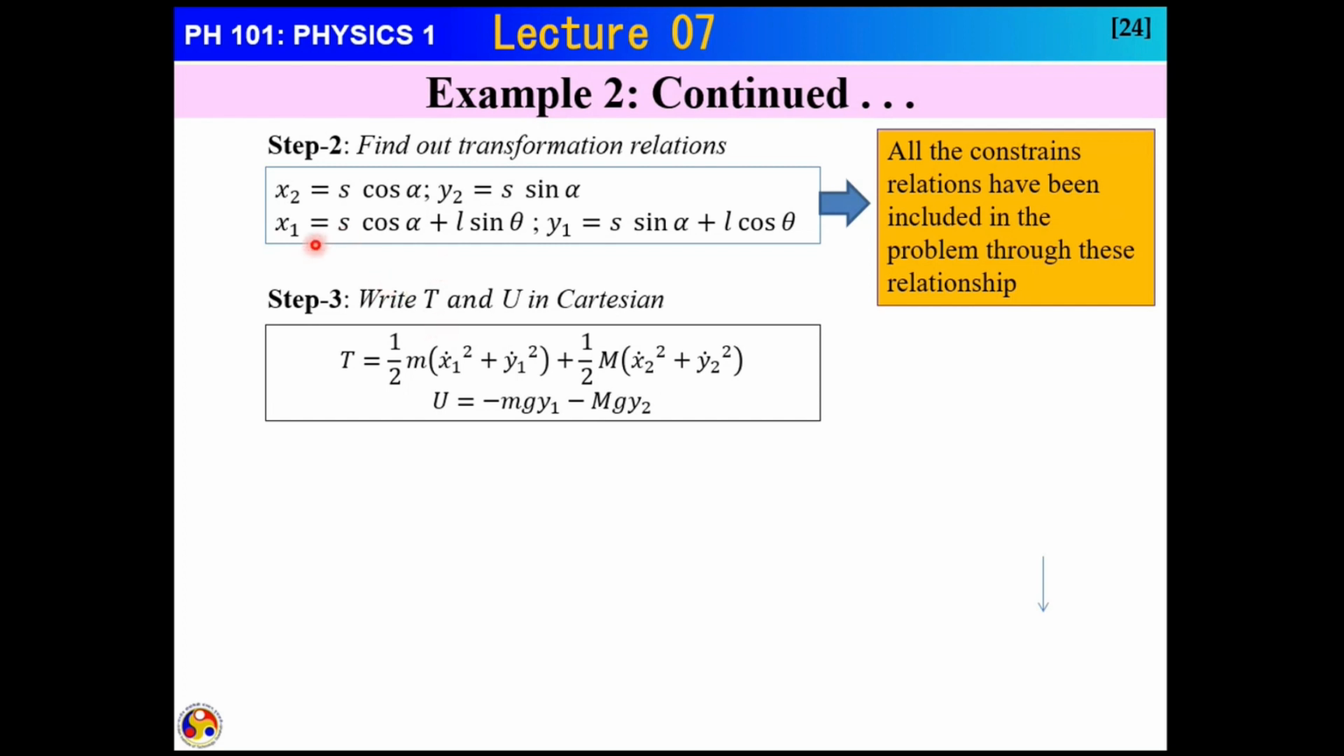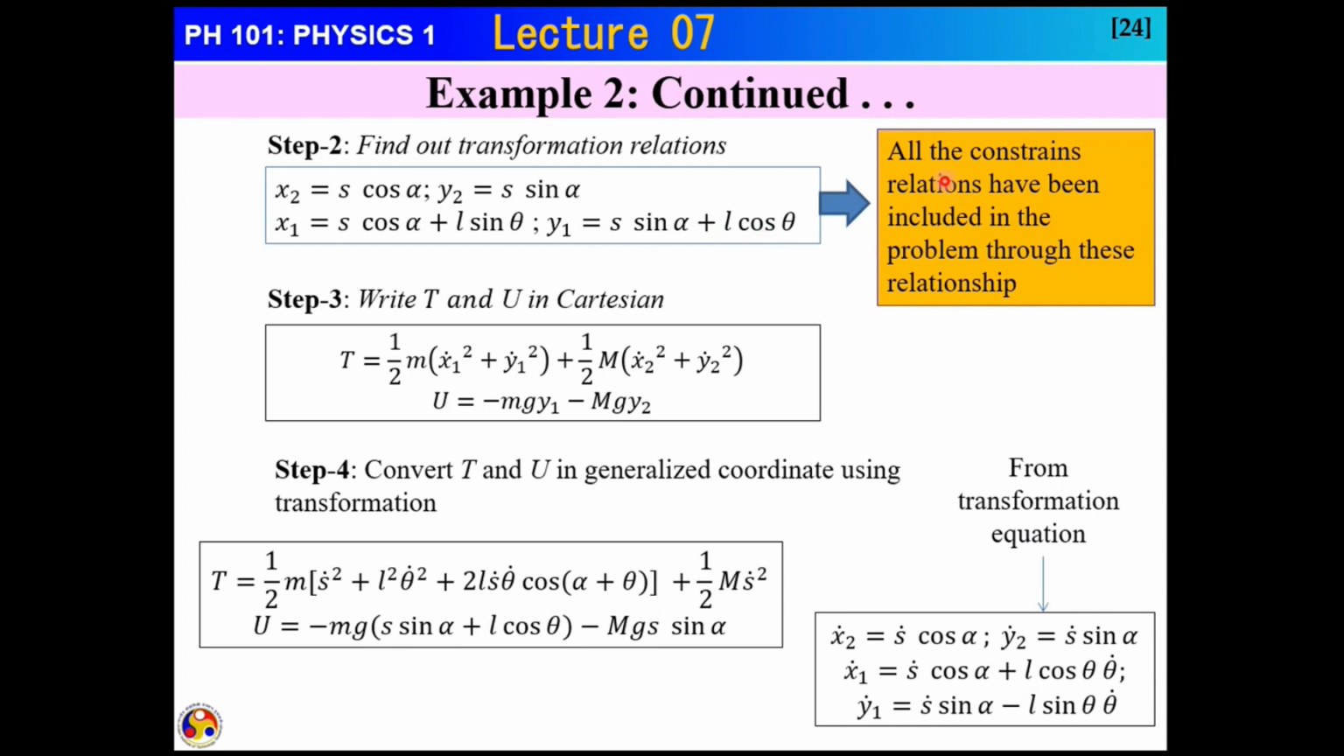Here x1 dot is equal to s dot cos alpha plus L cos theta theta dot. Y1 dot is equal to s dot sin alpha minus L sin theta theta dot. This is what we have done here, and then we have to basically find the kinetic energy by summing all these. We have to do the kinetic and potential energy, and then you will end up with this.